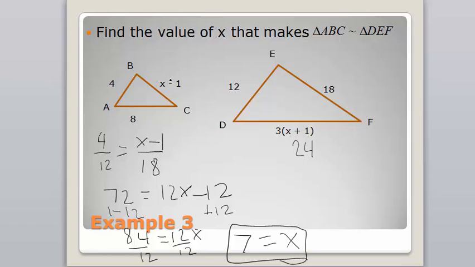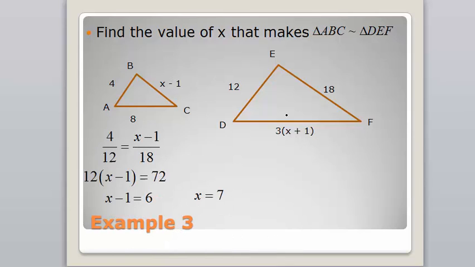4 to 12 is a third. 7 minus 1 is 6. 6 to 18 is a third. 8 to 24 is a third. So the sides are proportional, therefore the two triangles are similar by SSS similarity.